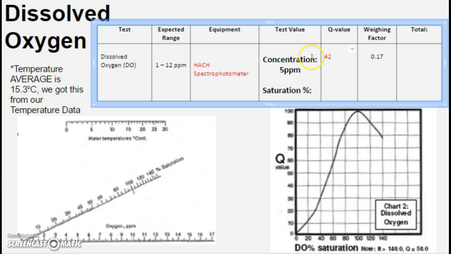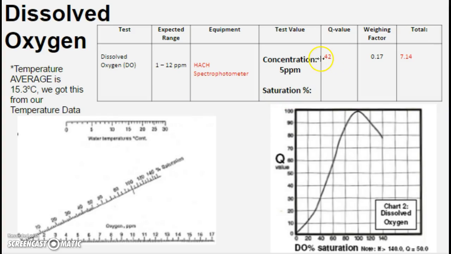Now that's a low value. Remember, dissolved oxygen is 17% of the total weight. This is a very high weighing factor. So I take 42 times 0.17, and I get a value of 7.14. And now I've got all my data. So let's look at it all together.